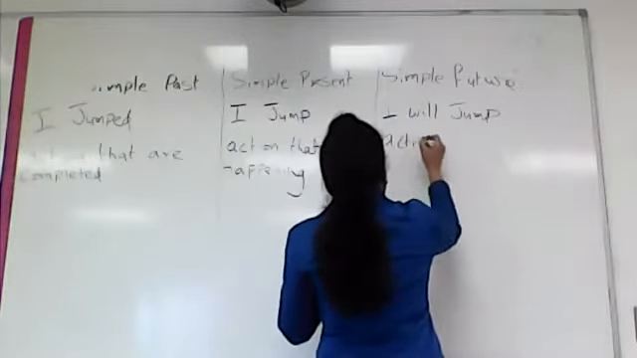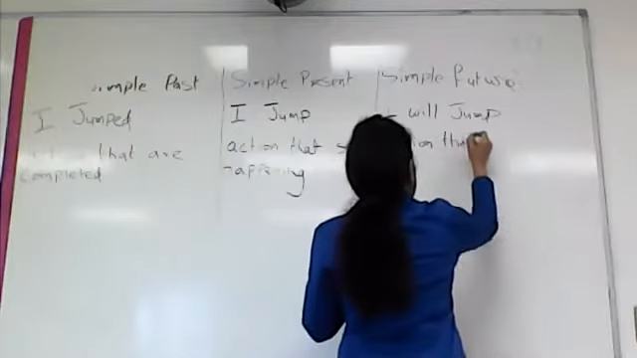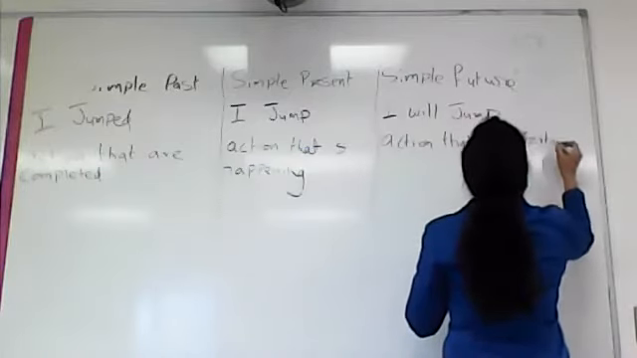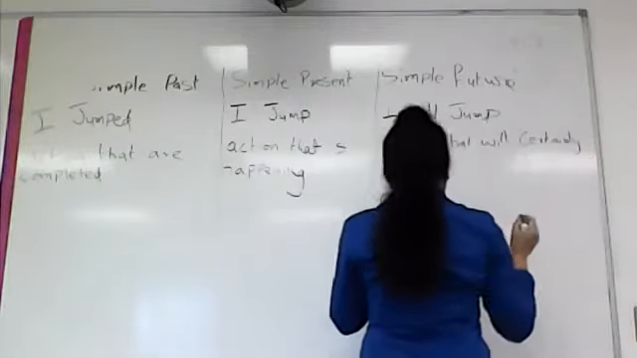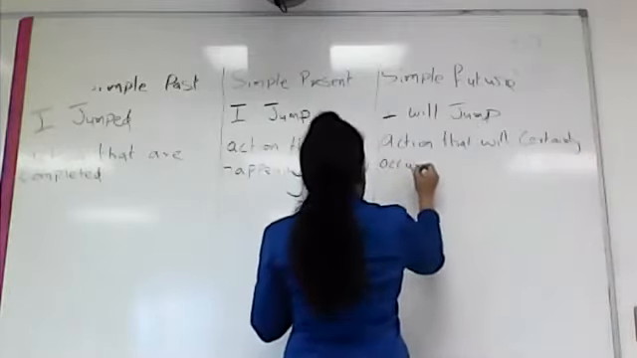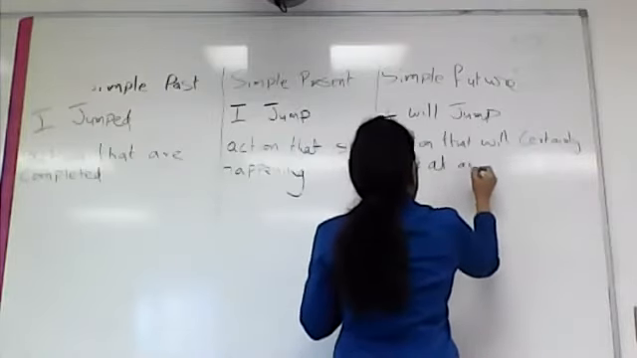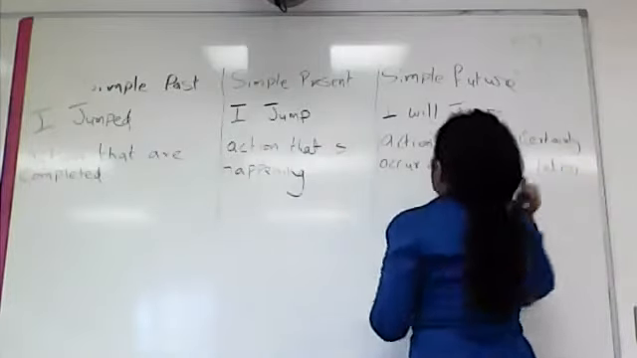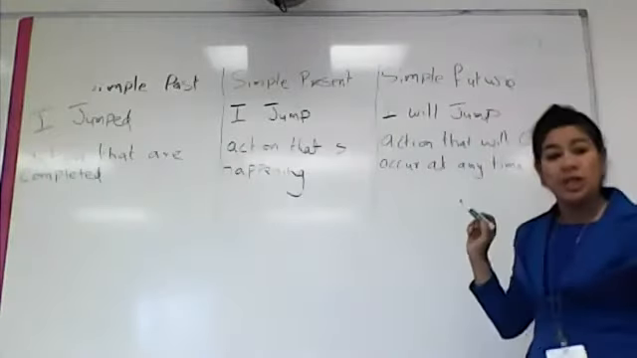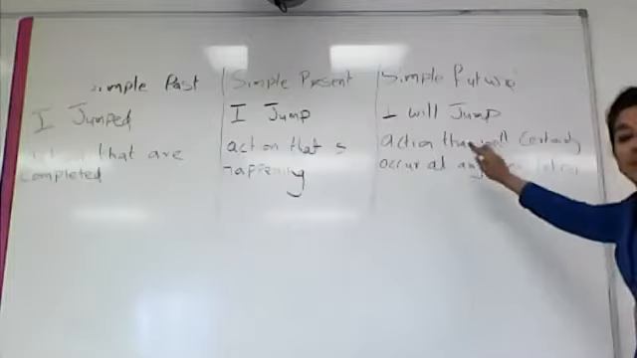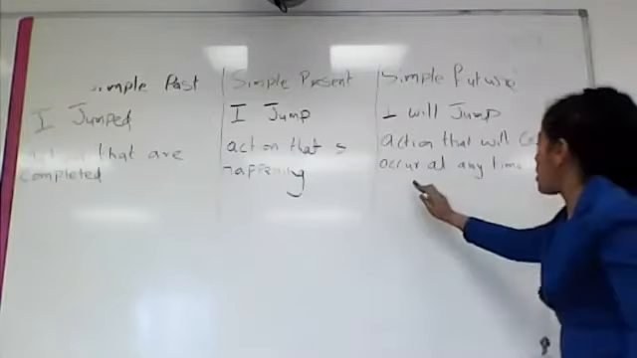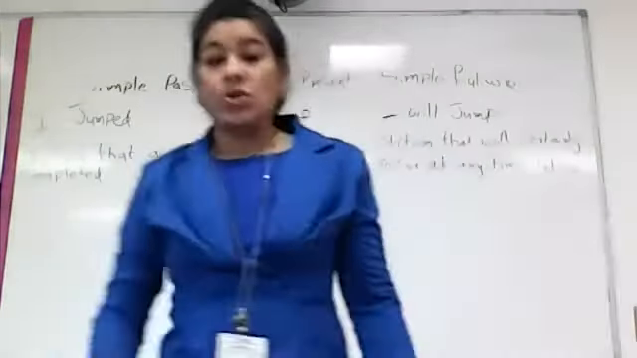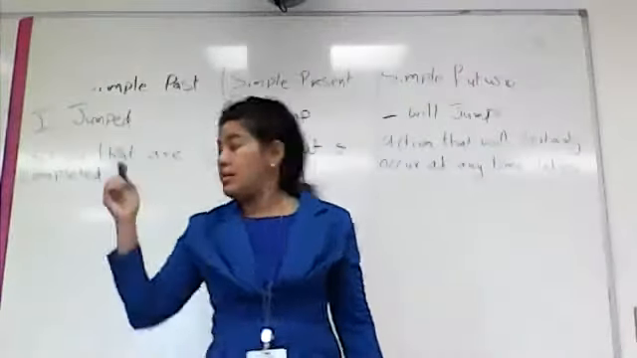Action that will certainly occur at any time later. This is simple future tense. Action that will certainly occur at any time later. So, give me examples of this, all examples.